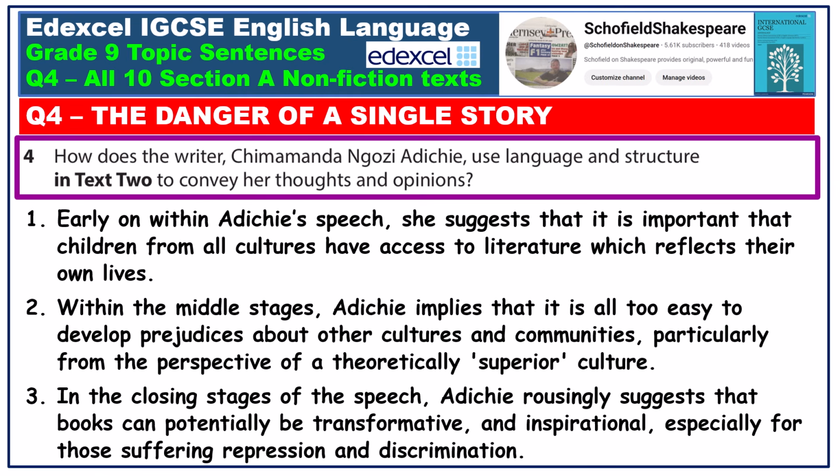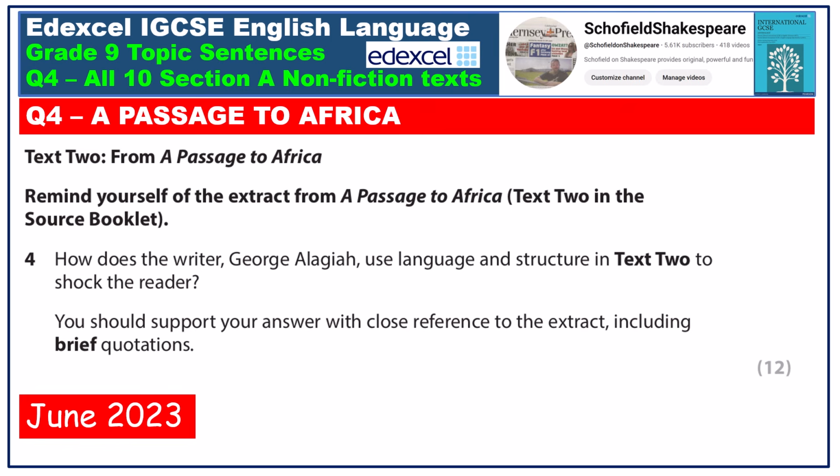Time to move on to text 2, which is A Passage to Africa. In June 2023, the question was, how does the writer use language and structure in text 2 to shock the reader? So use my feedback from The Danger of a Single Story to write 3 or 4 deliciously precise and detailed topic sentences, including signposts at the beginning stating which section of the text you are referring to. Press pause now.